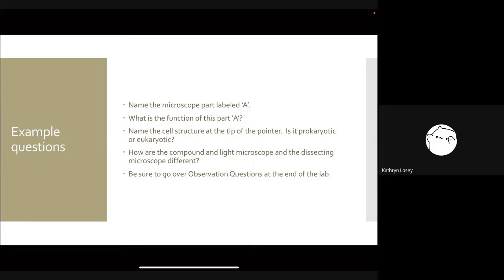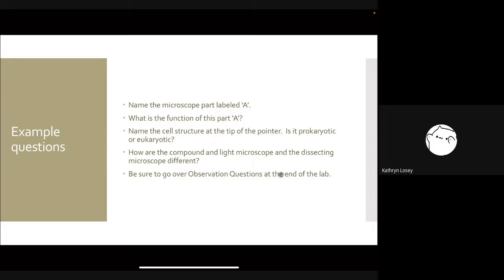How are the compound light microscope and the dissecting microscope different? Dissecting is used for larger items. You can dissect under it. And be sure to go over the observation questions at the end of the lab.